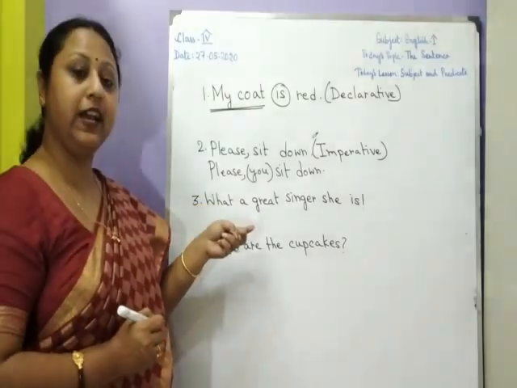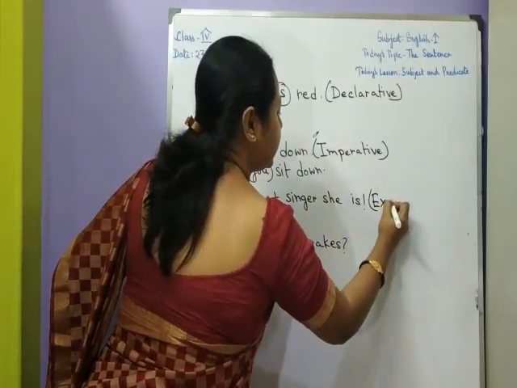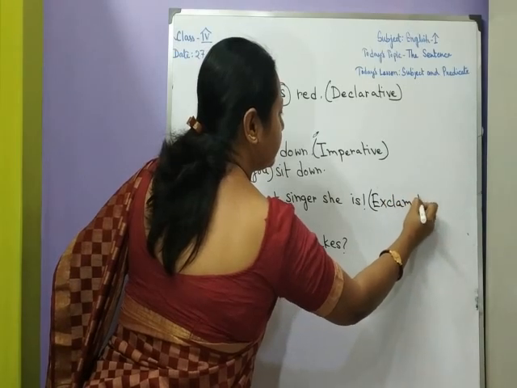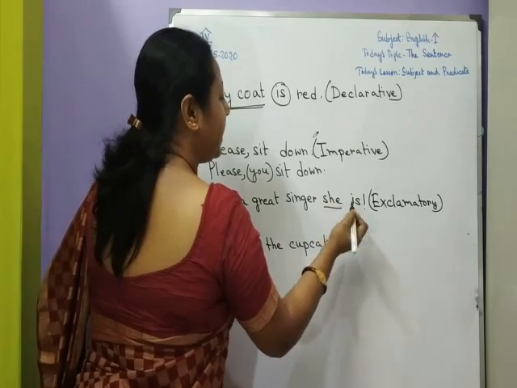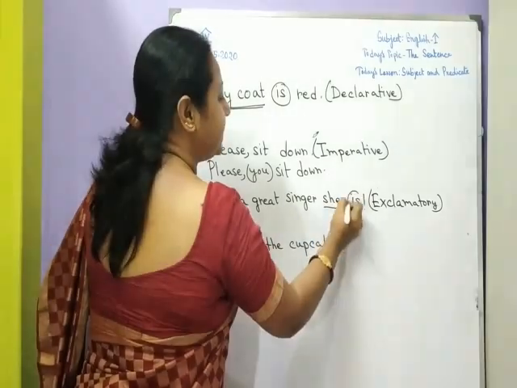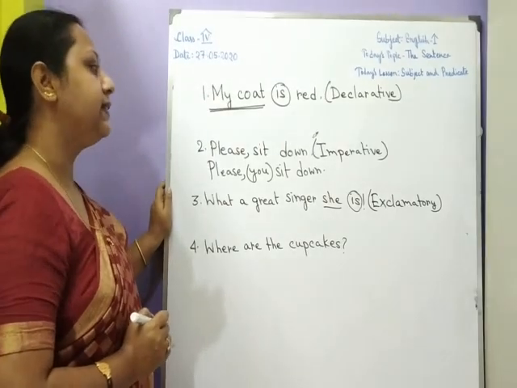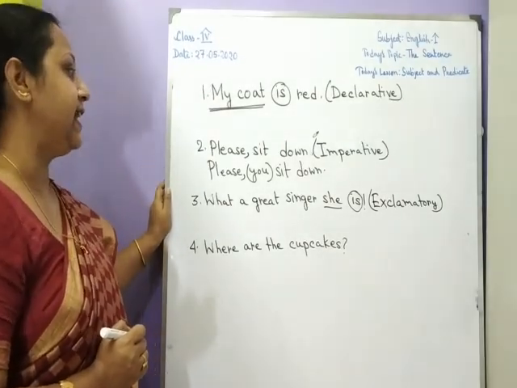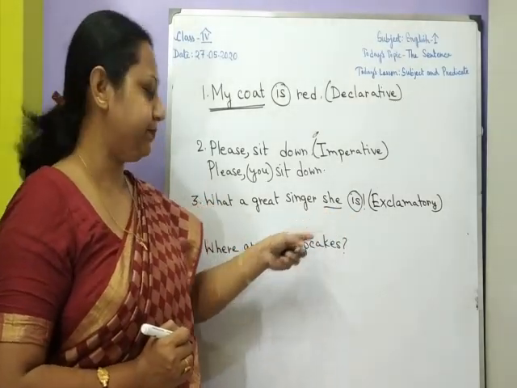What a great singer she is. It is an exclamatory sentence. Here, she is the subject and is the verb. So, we should remember that in an exclamatory sentence, the subject comes before the verb.